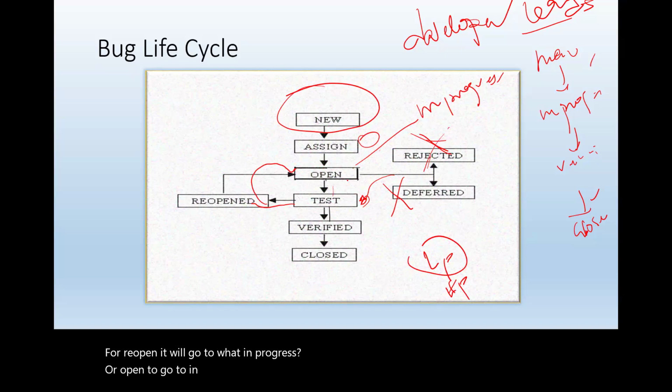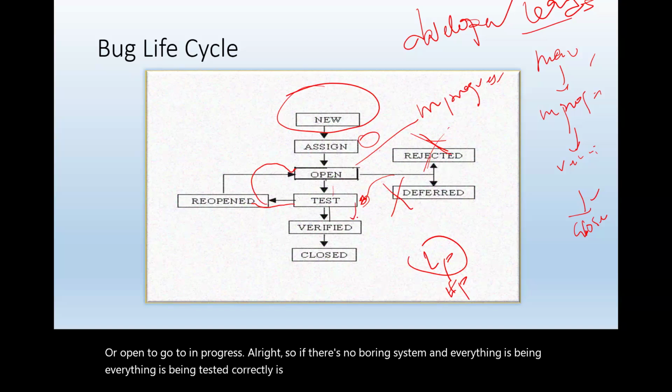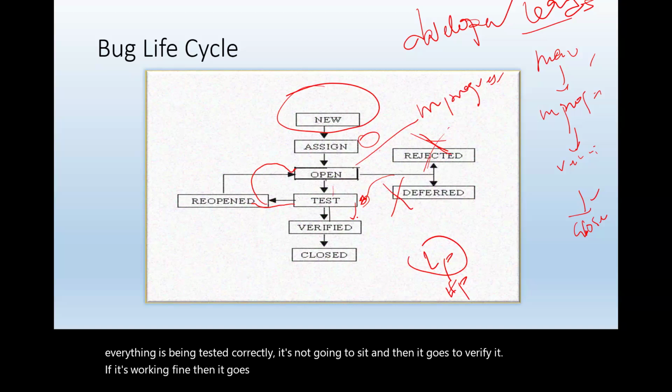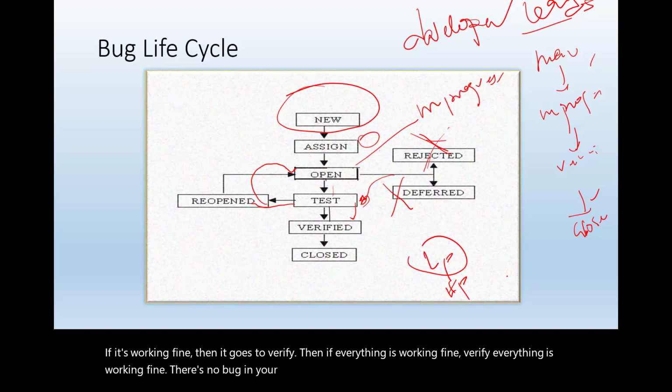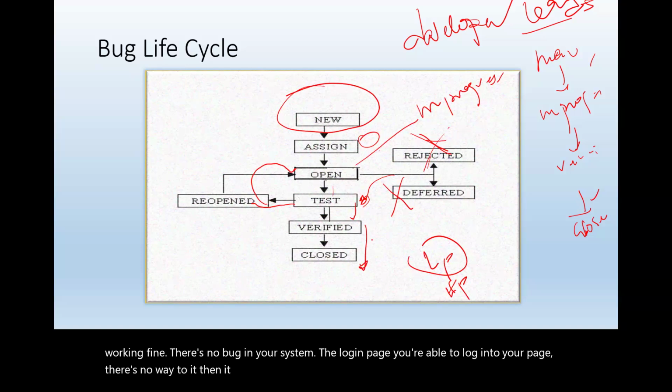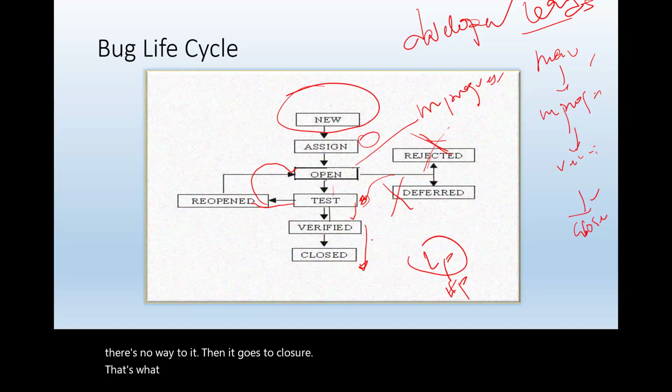All right? So if there is no bug in the system and everything is tested correctly, then it goes to verified. If it's working fine, then it goes to verified. Then if everything is working fine, there's no bug in the system, the login page, you're able to log into your page, there's no bug in it, then it goes to closure. That's what the bug life cycle is. It's a life cycle, the bug life cycle.